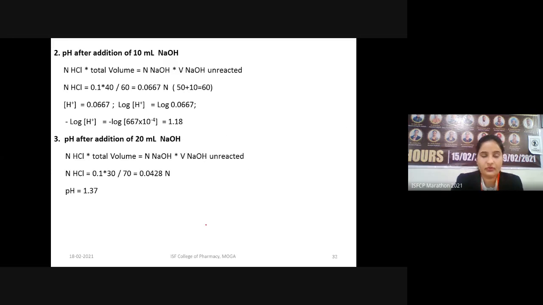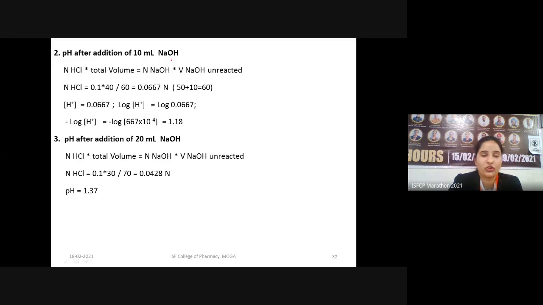What happens at point number 2? Point number 2 is a specific point at which the equivalence point is just about to be reached. We will consider this numerically. We will find out the pH at point number 2, the pH after addition of 10 ml of sodium hydroxide.